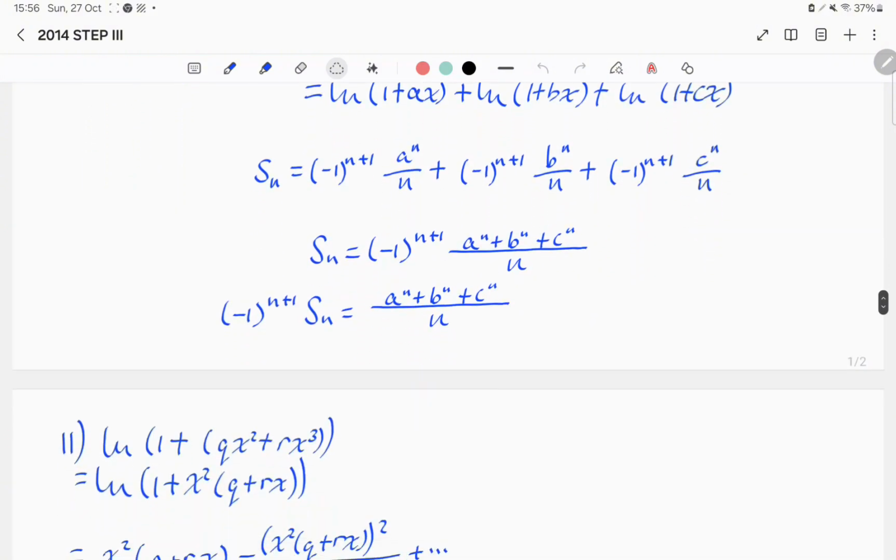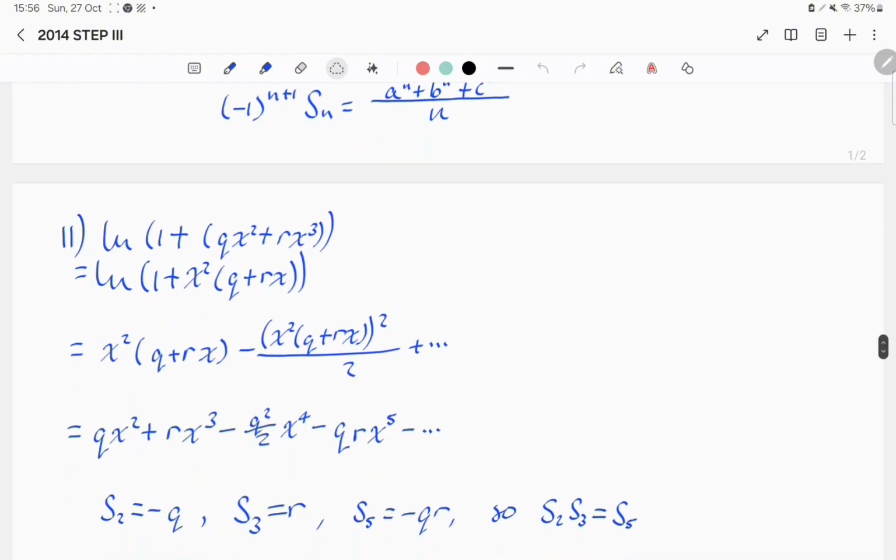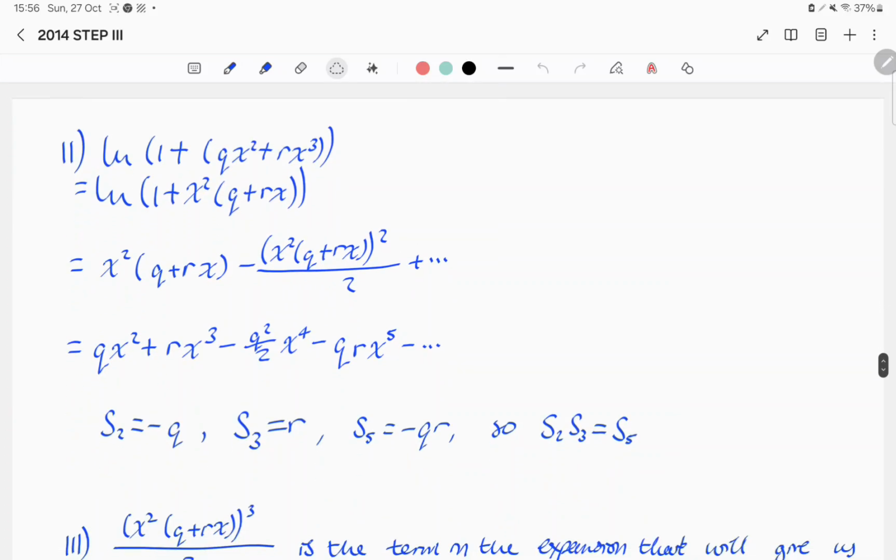Now let's move on to part 2. Here we'll calculate everything by expanding ln(1 plus qx squared plus rx cubed) directly. This is equal to ln(1 plus x squared (q plus rx)). Expanding this gives x squared (q plus rx) minus (x squared (q plus rx)) all squared over 2, which expands to give qx squared plus rx cubed minus q squared over 2 x to the 4 minus qr x to the 5.